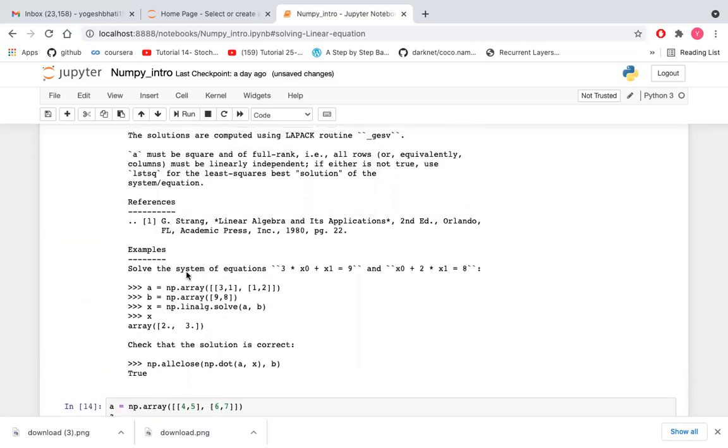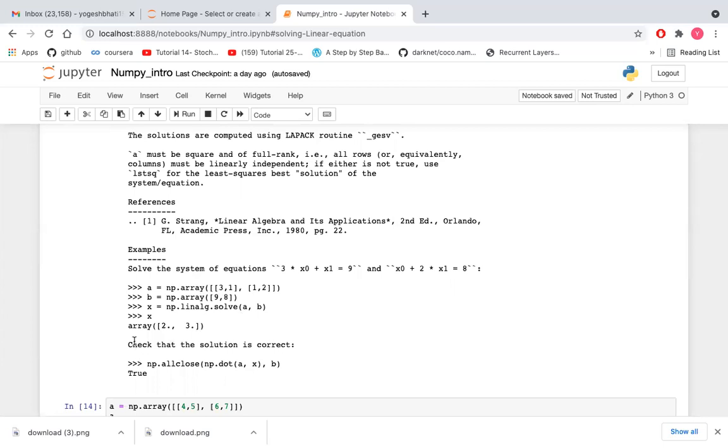Here you can understand by using one example, like how to solve the system of equations. It's already given: 3x0 plus x1 equals 9, and x0 plus 2x1 equals 8. So it will create a matrix like 3, 1, 1, 2, and the y values are 9 and 8. So we have to solve this matrix by using np.linalg.solve.